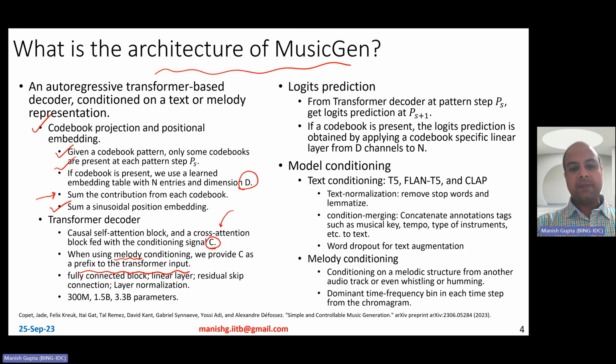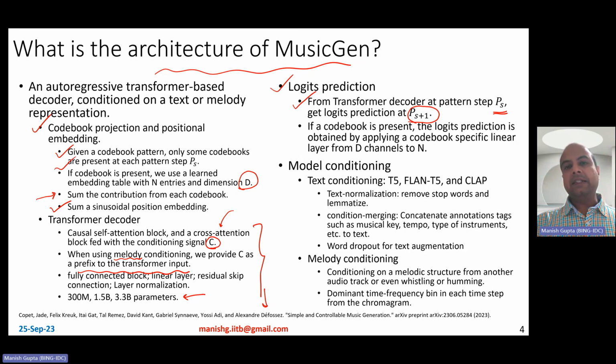Now, in this paper, they train three sizes of models: a 300 million parameter model, a 1.5 billion parameter model, and a 3.3 billion parameter model. Now, what happens at the generation step? This is the input, and there are self-attention layers, and then at the last layer of the transformer decoder, you want to start predicting. At every sequence time step, you want to come up with output logits. So from the transformer decoder at every pattern time step s, you want to get the logits for s plus 1.